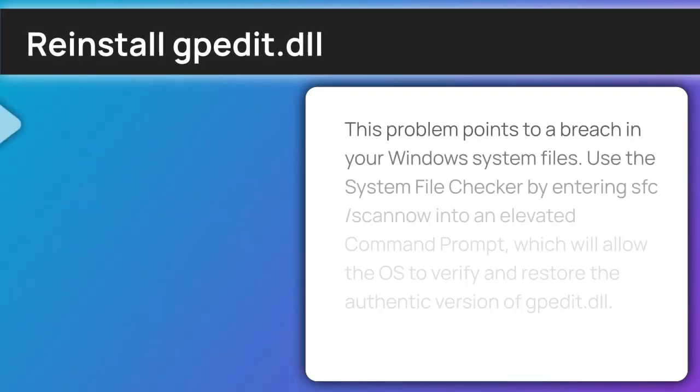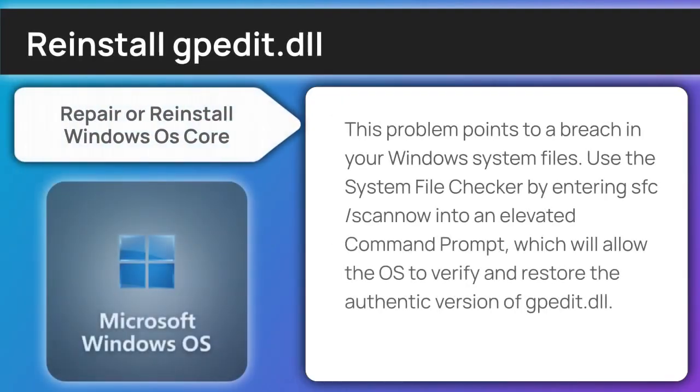This problem points to a breach in your Windows system files. Use the System File Checker by entering sfc /scannow into an elevated command prompt, which will allow the OS to verify and restore the authentic version of Group Policy Editor module DLL.